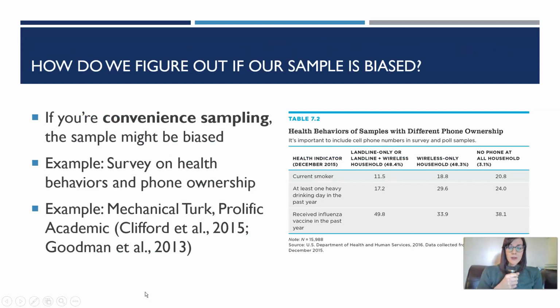So how do we figure out if our sample is biased? I'm sure that some of you might be familiar with the Jeff Foxworthy bit, "You might be a redneck." I'm going to go ahead and co-opt that for a little bit. We're going to call this, "Your sample might be biased." If you're using convenience sampling, your sample might be biased. So here's kind of an example of what I mean.